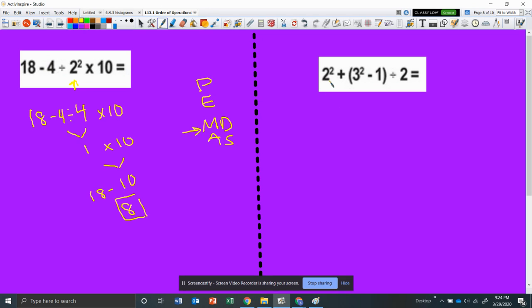Here, exponents first. Oh no, parentheses first. Inside the parentheses, though, I've got to figure out 3 to the second power is 9. And 9 minus 1 is 8. And then I've got 2 to the second power is 4. Now I've got division. I got to do that before I do addition. And 4 plus 4 is 8.